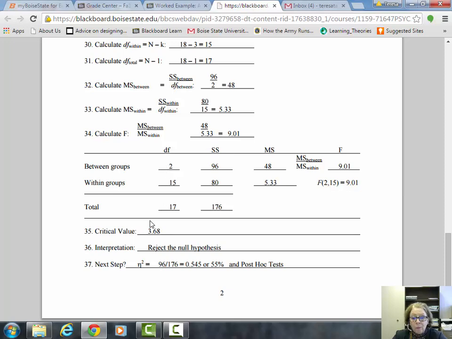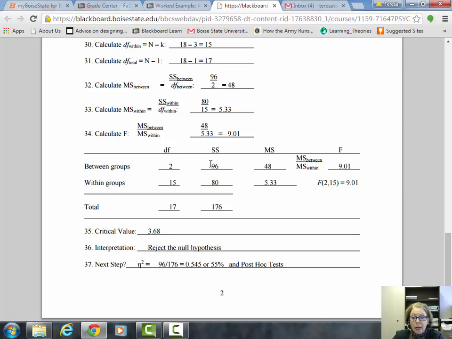The columns should add up to the total. In other words, 2 plus 15 adds up to 17. Likewise, 96 and 80 adds up to 176. So if you're working an ANOVA using this worksheet and you get to this point and your between and within values don't add up to your total, that's a little clue that you probably made a math mistake in a previous step and to go back and recheck your math.